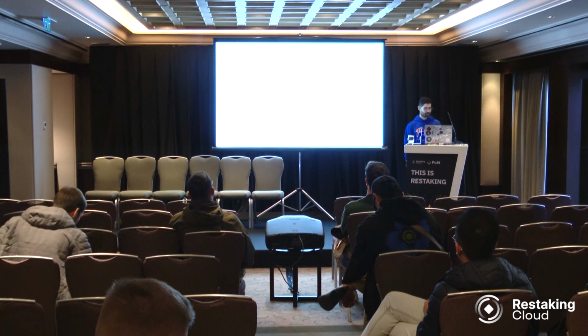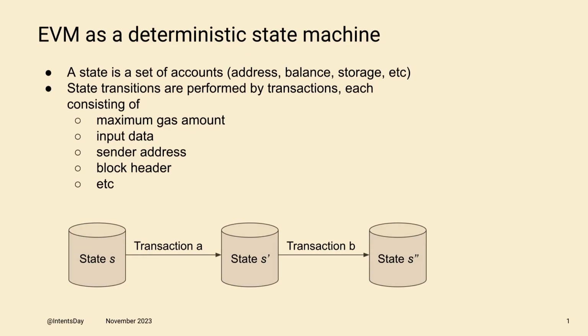Okay, so first let me start with the basics here. We can think of the EVM as a state machine. So we have a state, for example, a state S, and then a transaction A we can use to transition from S to state S prime.